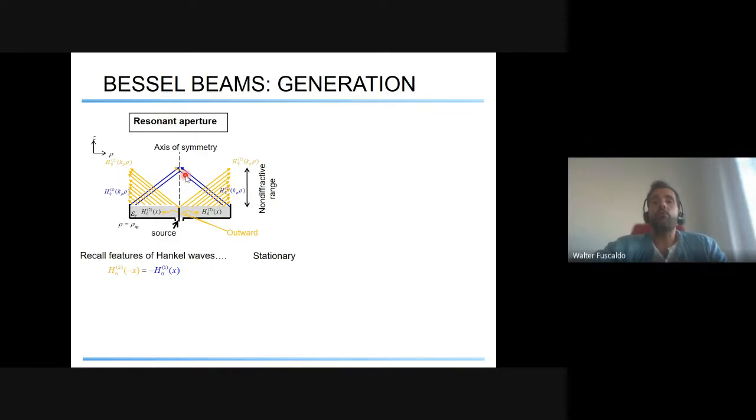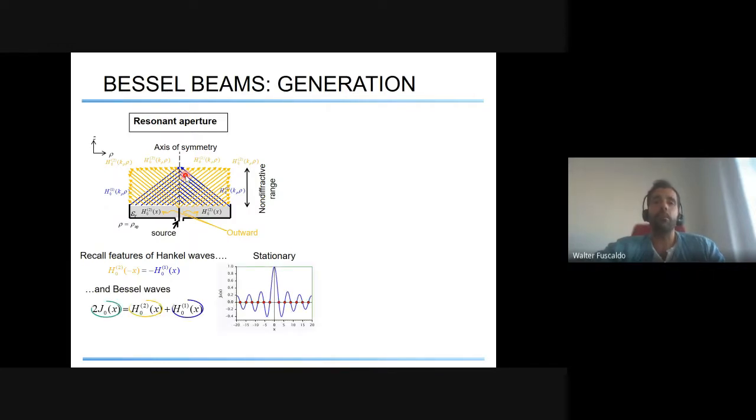So if we consider the interference between these inward and outward waves, we will get a stationary solution in a triangular shaped region that will define the Bessel beam solution over this triangular shaped region.